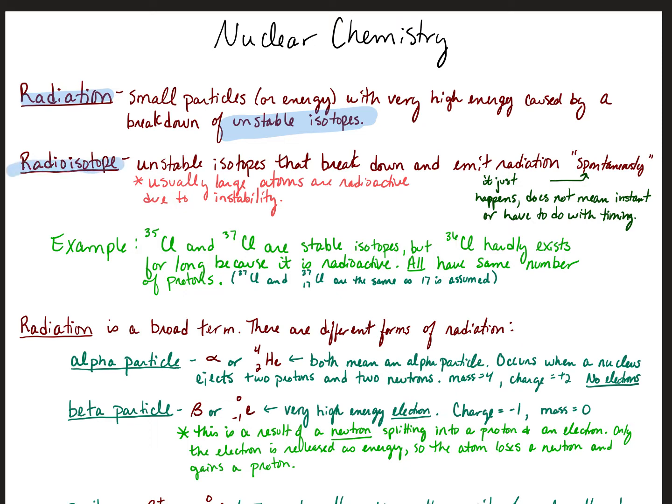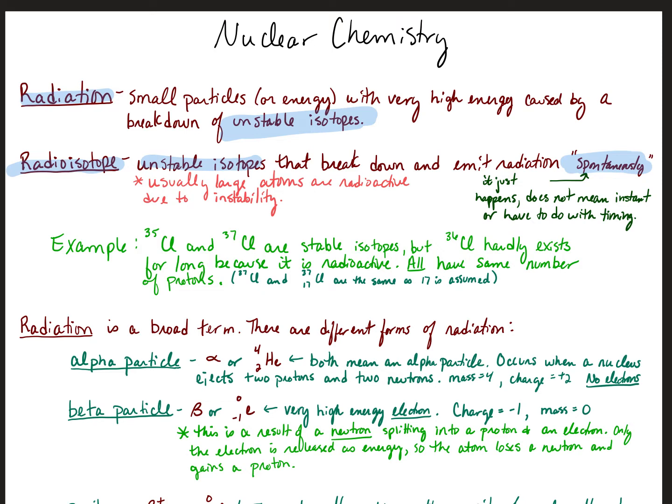So a radioisotope is one that's unstable. So that's the sort of circle that goes around here. We say that they emit radiation spontaneously. Now, be careful with that word. It doesn't mean that it happens instantly. It doesn't mean that it happens right now. It just is happening constantly. Okay.